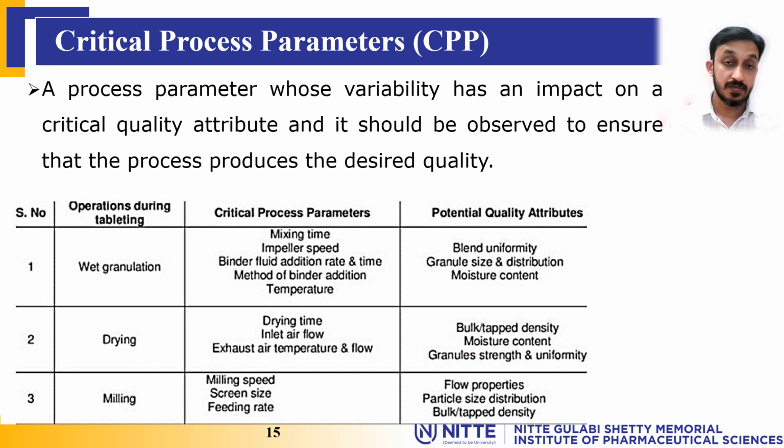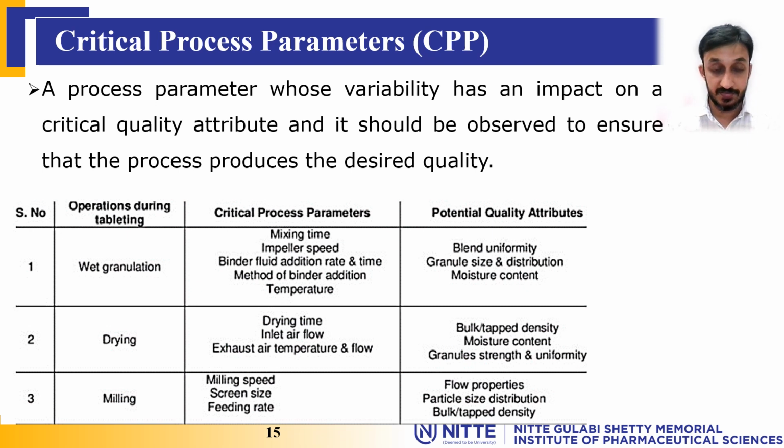That means here, the scientist has to identify which are the process parameters that can affect the quality of the product drastically. That indicates the particular parameter is very critical. Otherwise, if it doesn't affect the quality much, it will not be a critical parameter. It will be a non-critical parameter. So let us see some of the process or operations during tableting, like wet granulation, drying, and milling.